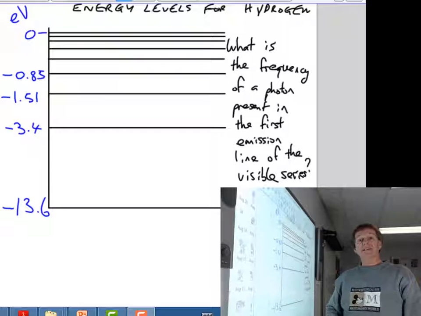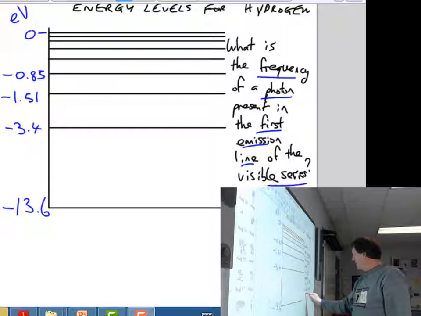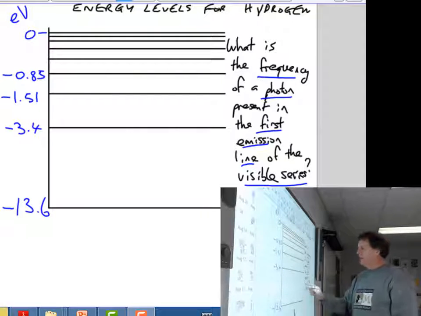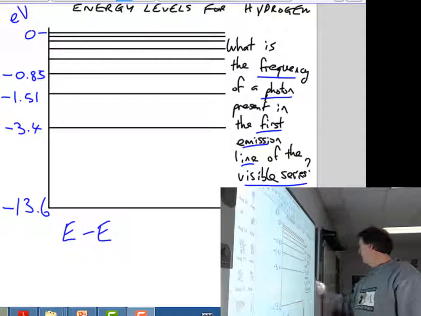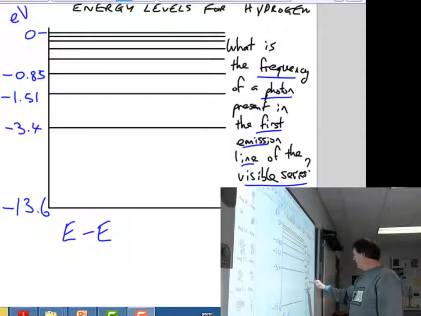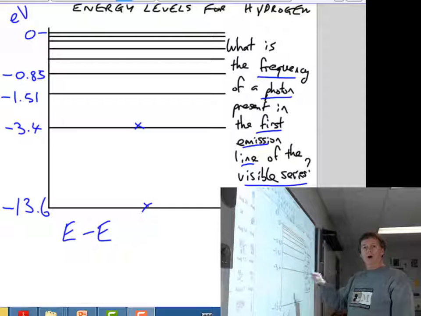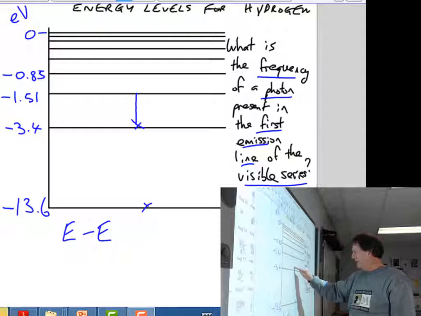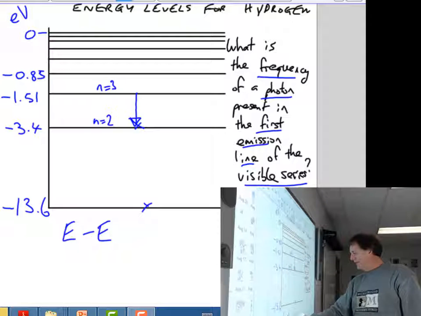Now, most of these questions are pretty standard then. If you were asked something like, what's the frequency of the photon present in the first emission line of the visible series, how could you work that out? You've got to remember here that when there's an energy change between two levels, and in this case we're going for the one in the first emission line of the visible series. Now the visible series doesn't finish here, that's ultraviolet. The visible series finishes here, so the first line in that series would be a jump that goes like that. Okay, so we're talking about a jump from the n equals 3 level to the n equals 2 level. So those are the levels we're talking about.